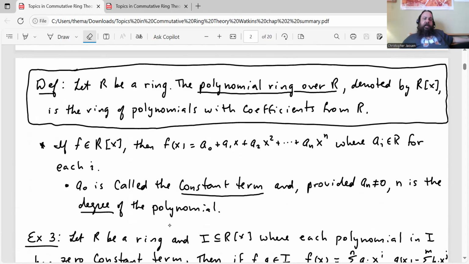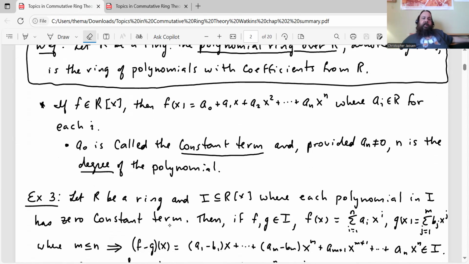Right, definition next. Let R be a ring. The polynomial ring over R, denoted by this notation here, which I'll read R of x, but really when you see the symbol, you should think it's the set of polynomials in a single variable where the coefficients come from the ring R. So it's a polynomial ring over R. This is the definition: it's the ring of polynomials with coefficients from R.